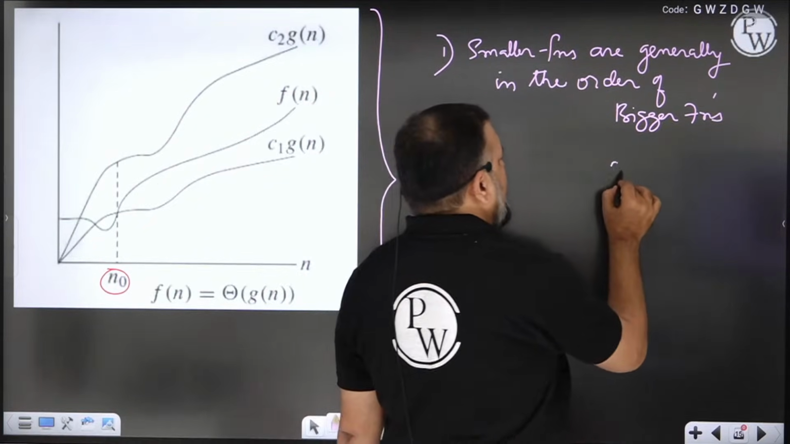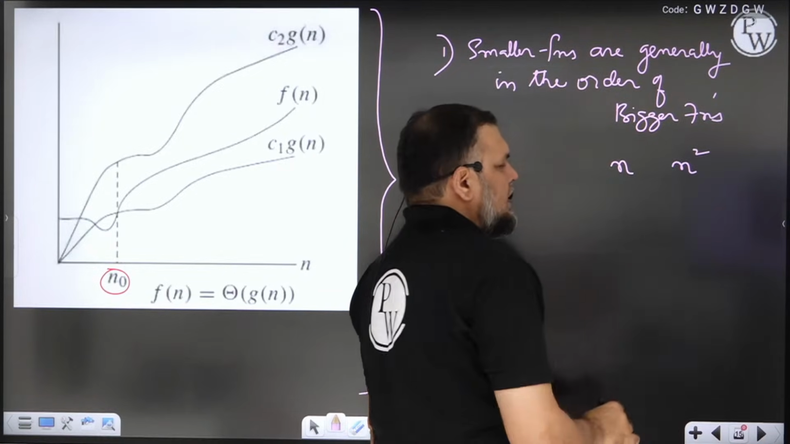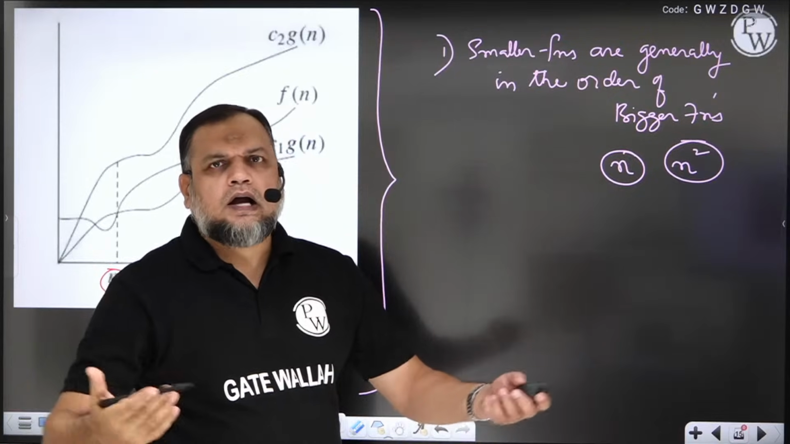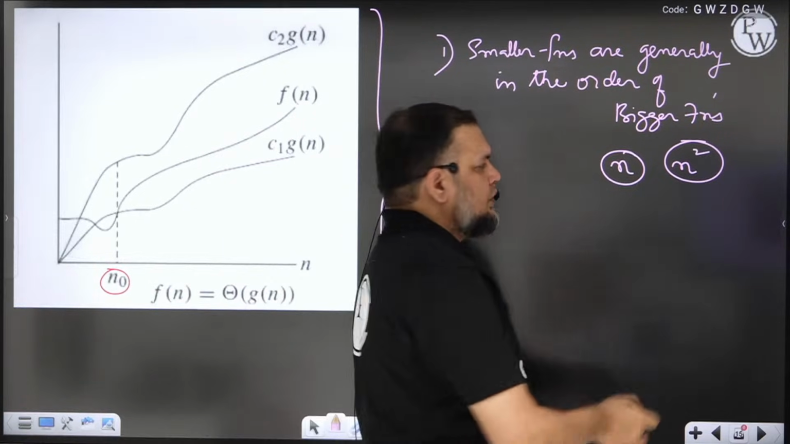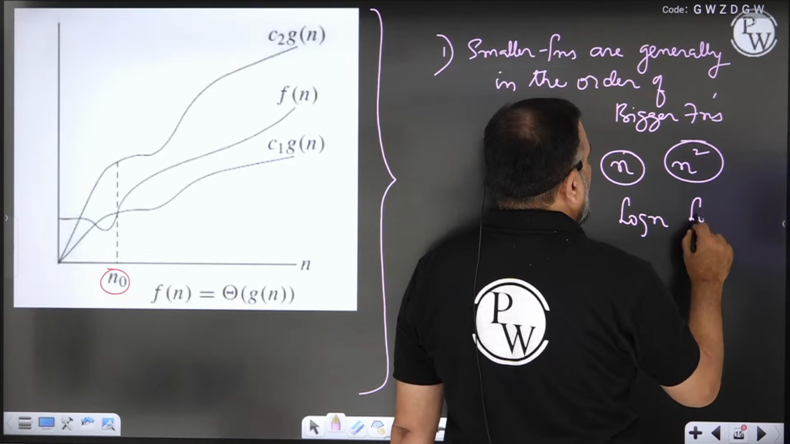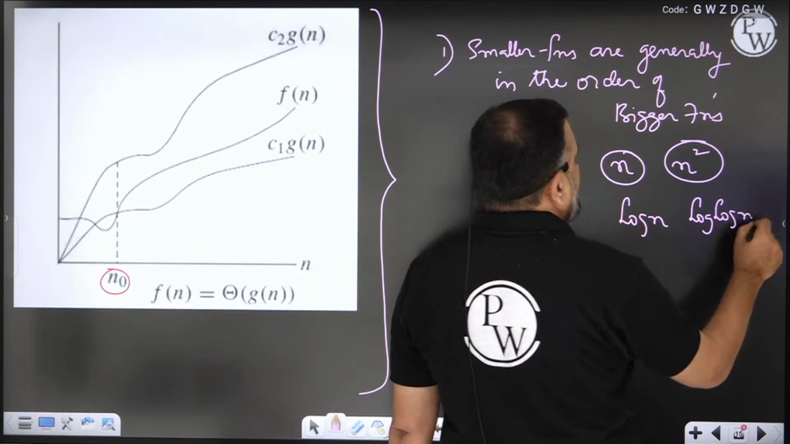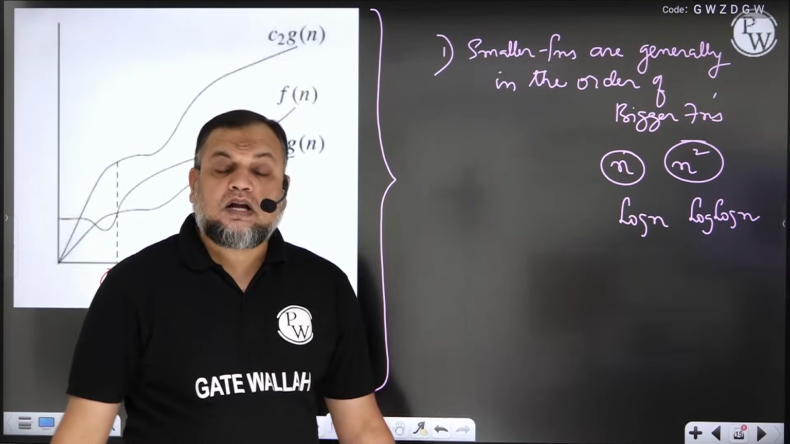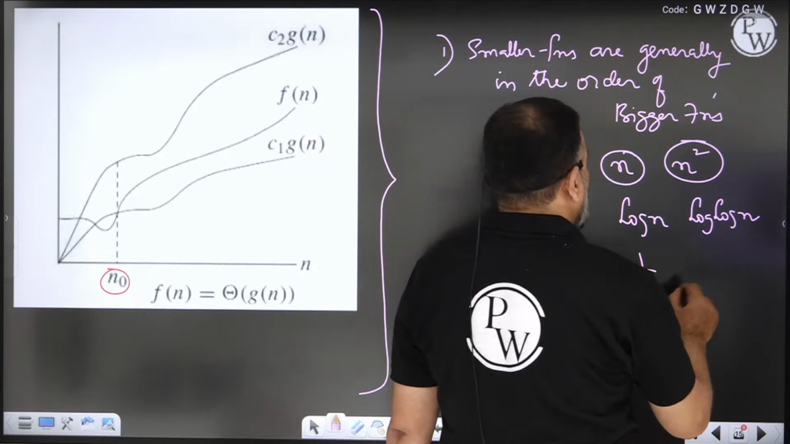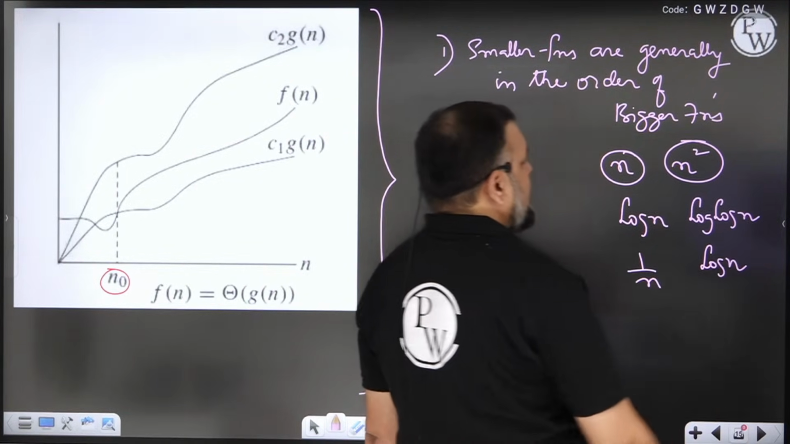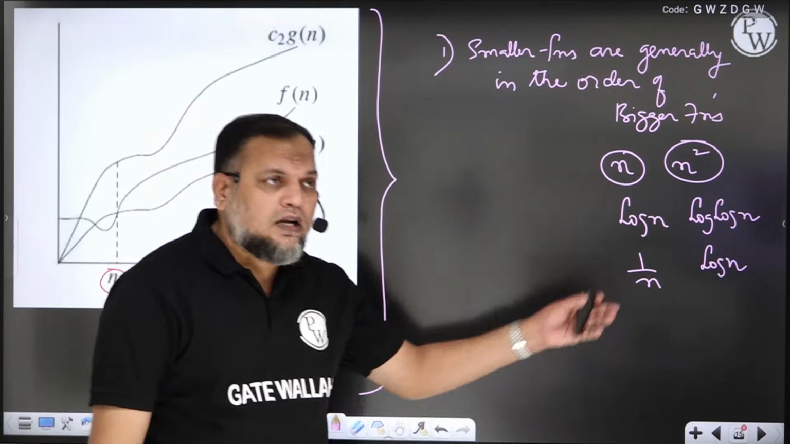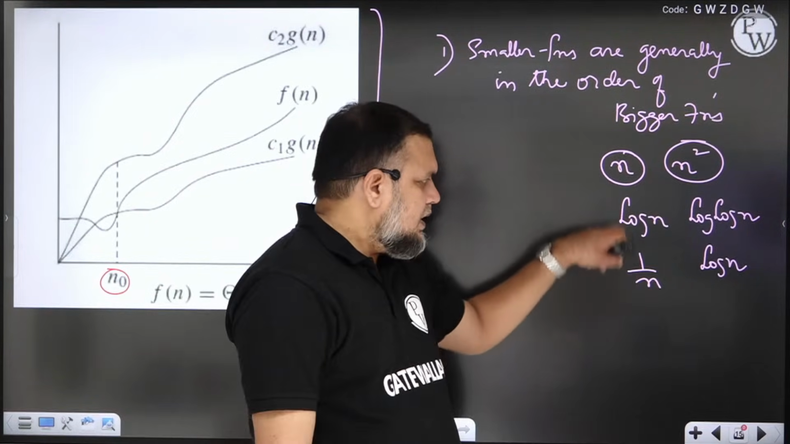जैसे, सिंपल एग्जांपल, n और n स्क्वायर, आपको पता है n इज अ स्मॉलर फंक्शन देन n स्क्वायर. आई डोंट हैव टू प्रूव, राइट? सो n इज लेस देन n स्क्वायर. उसी तरह अगर मैं दे दूं log n एंड log n, तो आपको पता होना चाहिए विच इज अ स्मॉलर फंक्शन. ठीक है? 1 by n and log n, which is a greater function and which is a smaller function? Log n is a greater function than 1 by n. Log n is an increasing function and 1 by n is a decreasing function.